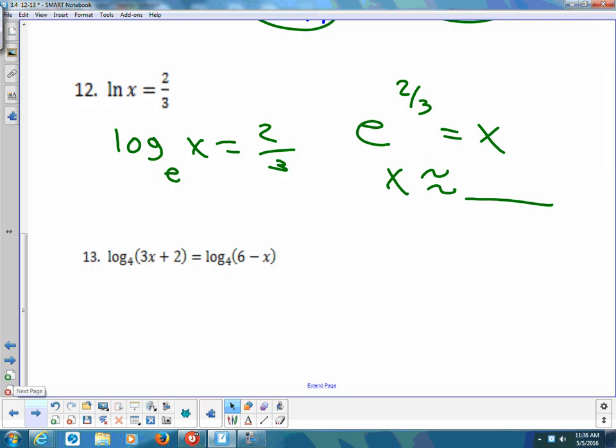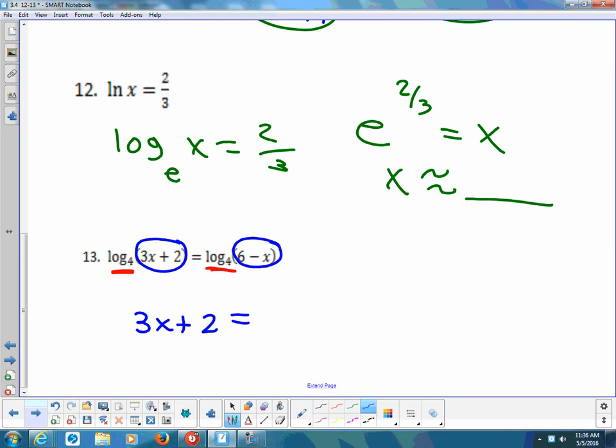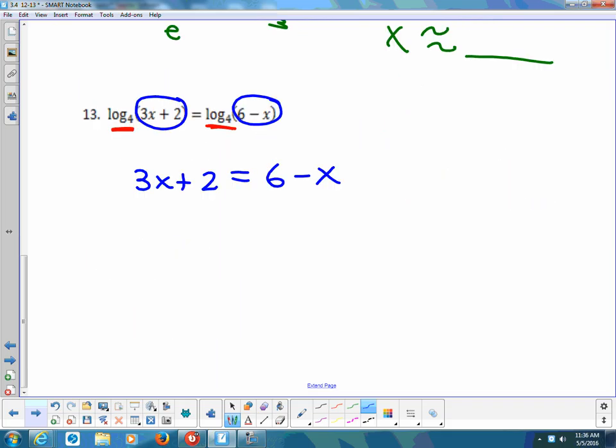All right, let's take a look at this one. We have log to the base 4 of 3x plus 2 equals log to the base 4 of 6 minus x. I notice that I have log to the base 4 on both sides, and that means that what I'm taking the log of must be equal to each other. This is that one-to-one property, so 3x plus 2 equals 6 minus x. I'm going to solve this, just a nice linear equation. I'm going to add x to both sides and subtract 2 from both sides. So I get 4x equals 4, and dividing by 4, I get x equals 1. And you can plug those in to see that it is true.